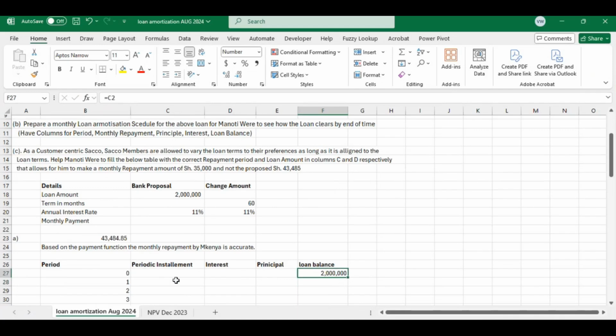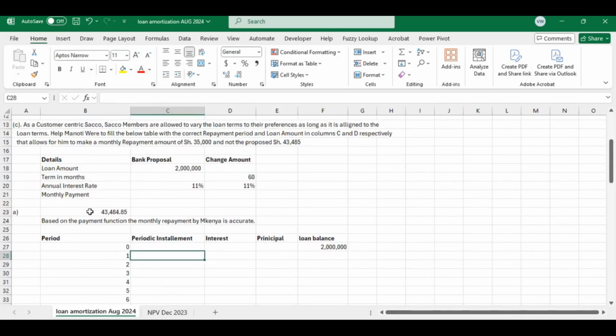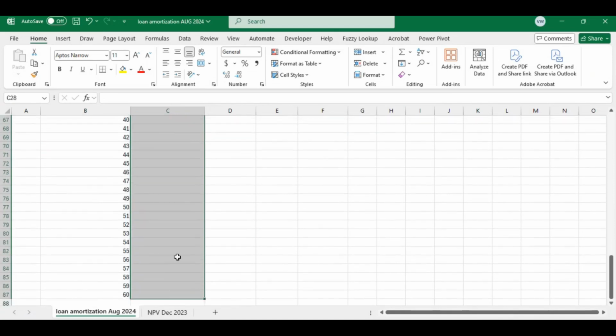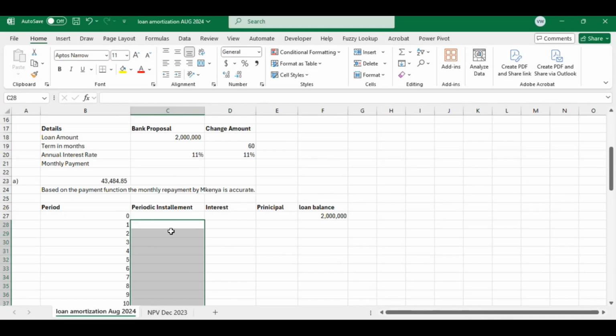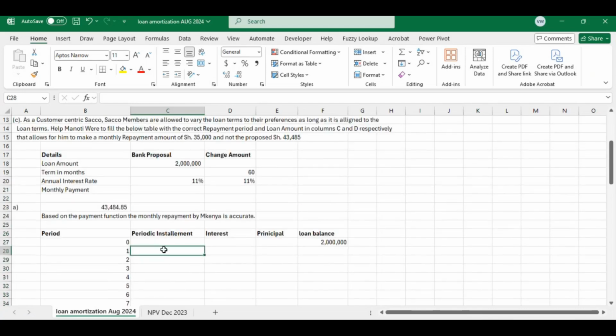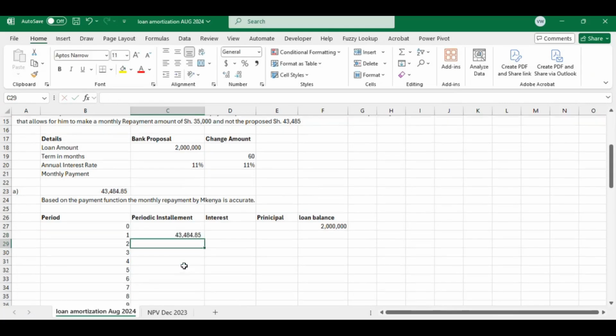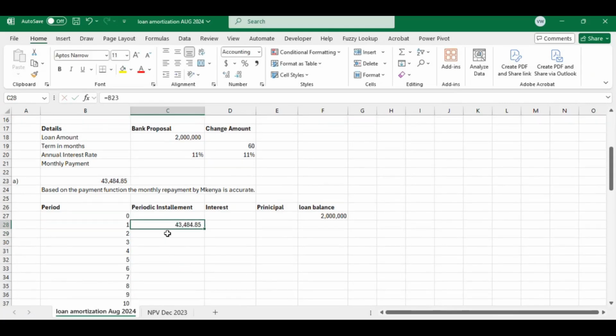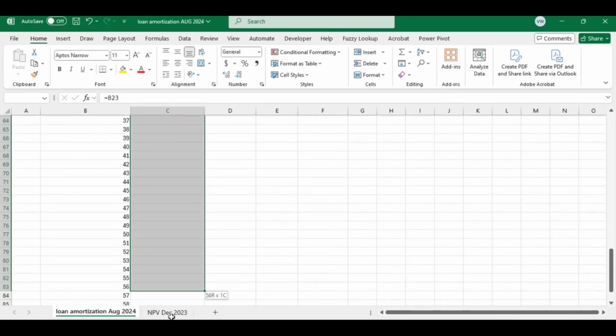So at period 0, we should not have any periodic installment, neither should we have the interest or the principal. We already know the periodic installment we've computed is 43,484.85, and this periodic installment will be the same up to period 60. So you can just reference this periodic installment and say equals to that. Because I want the same periodic installment to run all the way through, it is the same amount from period 1 up to 60.